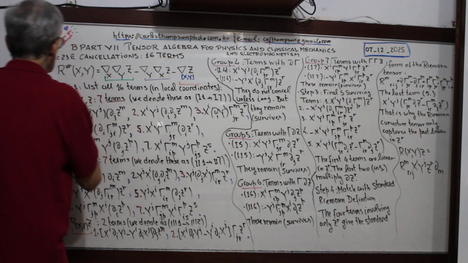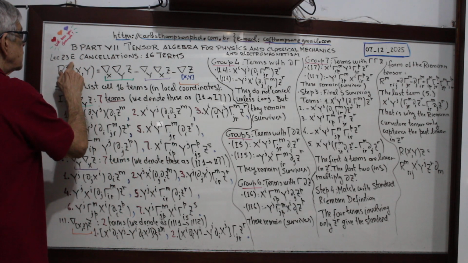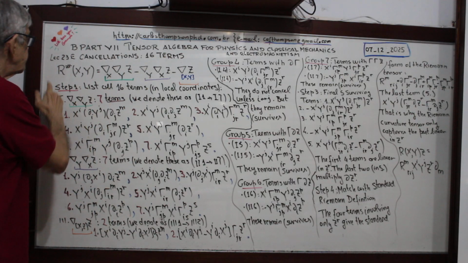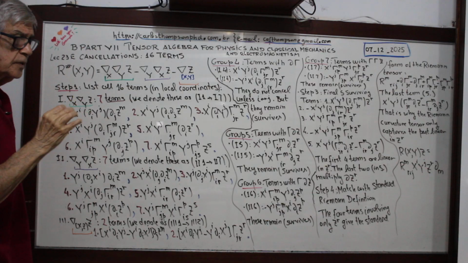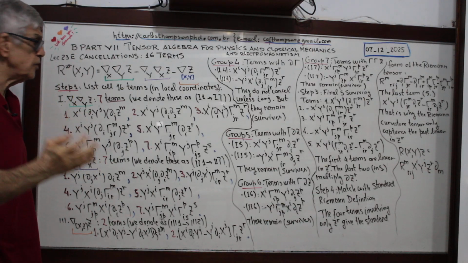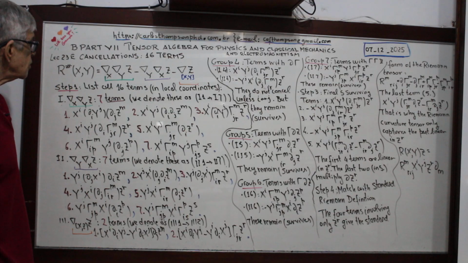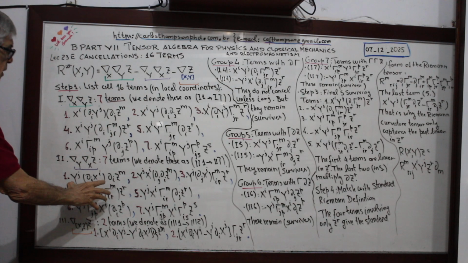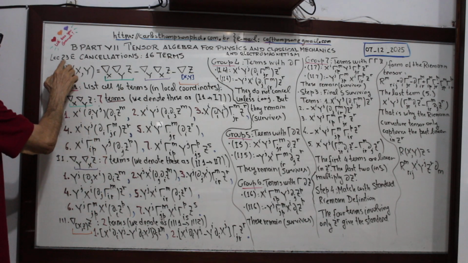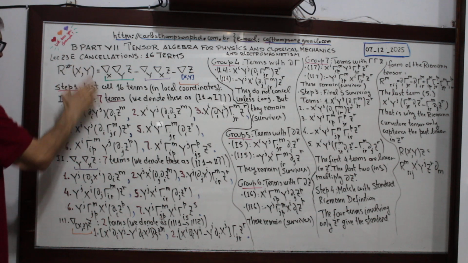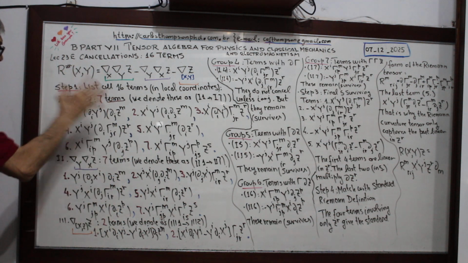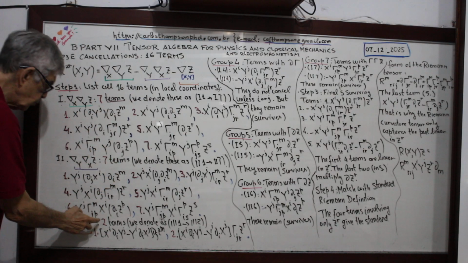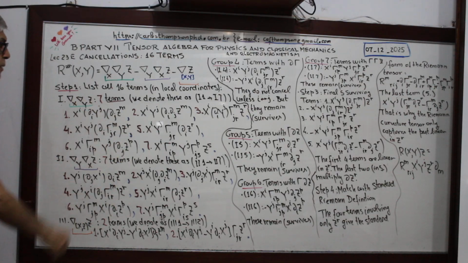Let's continue. Lecture 23E, cancellations, 16 terms. Now this definition, in this case, is the abstract definition of the Riemann curvature. We'll say these 16 terms here I just copy from lecture 23D. You see, it's the same over here, the same 16 terms. 7 here, and 2 over here. You see, they're the same.